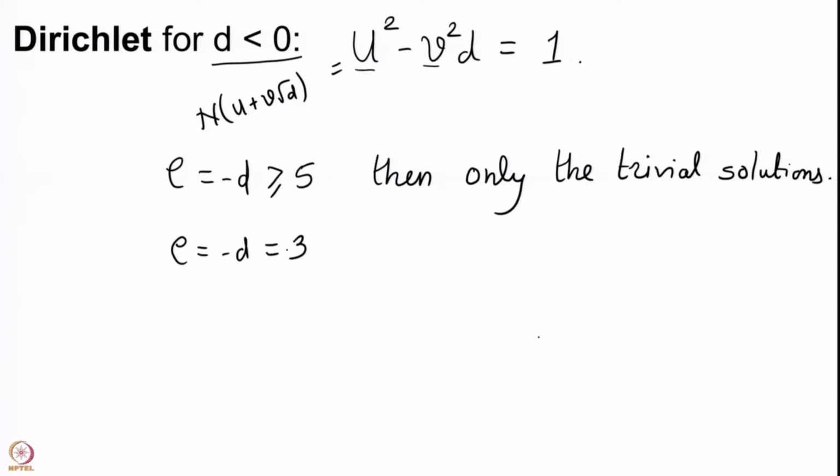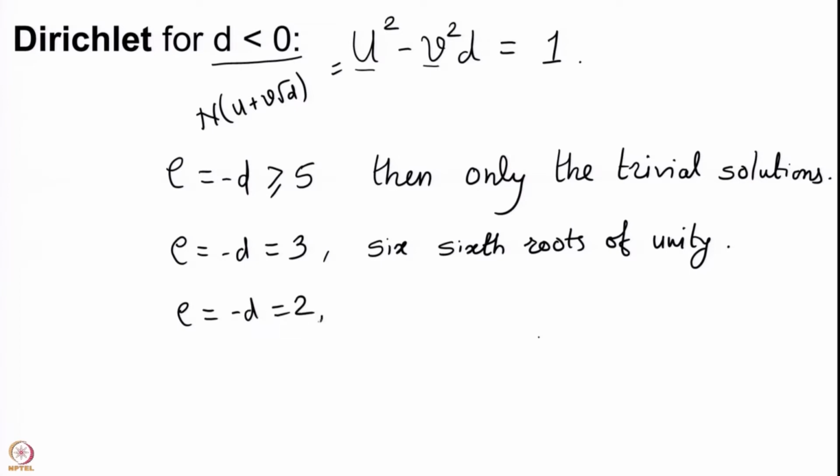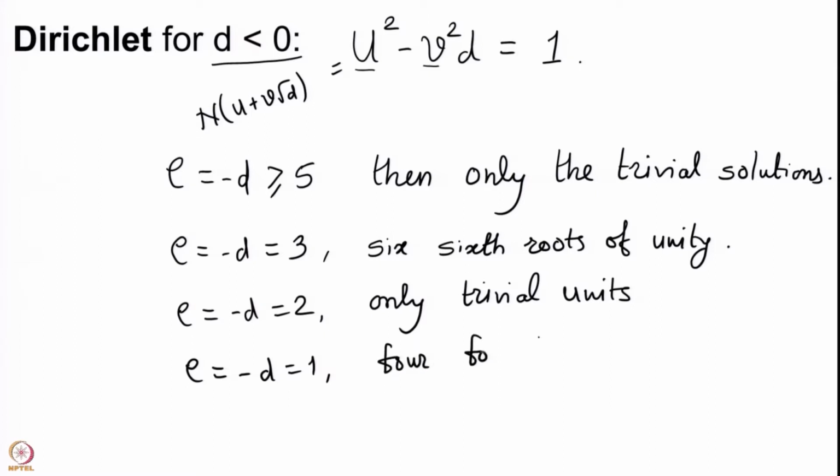If you take e equal to 3, which is negative of d, then there are 6 sixth roots of unity, which will come, and these are the units. If you have e equal to 2, only trivial units. And finally, if you take e equal to 1, then the fourth roots of unity.